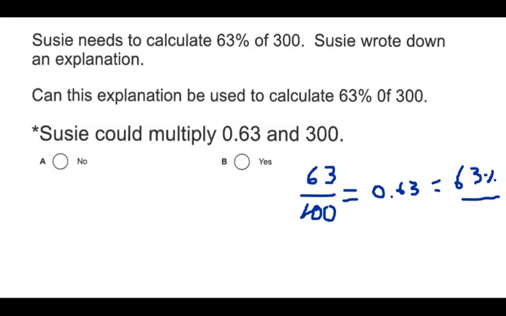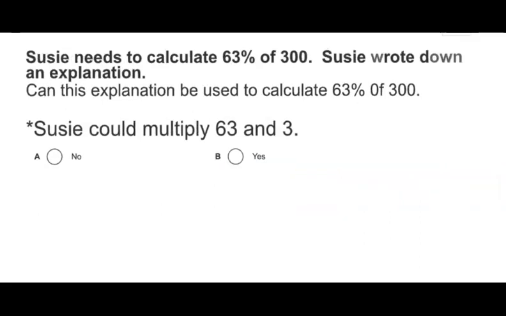So can she just take 0.63 times 300 and get the answer for that? The answer is definitely a yes, because 0.63 is the same thing as 63 over 100. Susie needs to calculate 63% of 300.